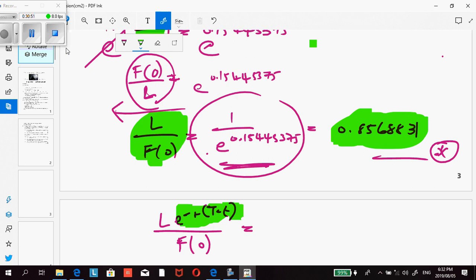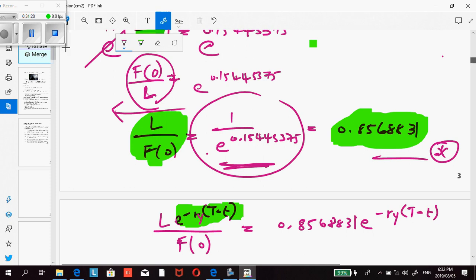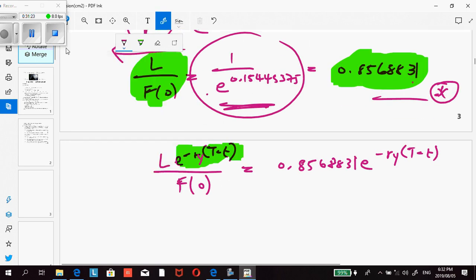Now, whatever you do on one side of the equation, you have to do on the other side of the equation. So I'm also going to multiply by e to the power minus RY into T minus little t on the other side. So I'm going to have 0.868831 e to the minus RY into T minus little t. Now, if you look very carefully, this here will be the price of your loan, which is actually the loan value the examiner is looking for, divided by F of 0, that will be equal to this.